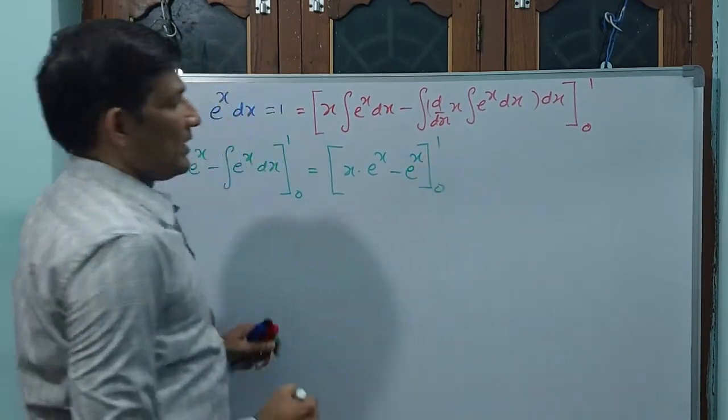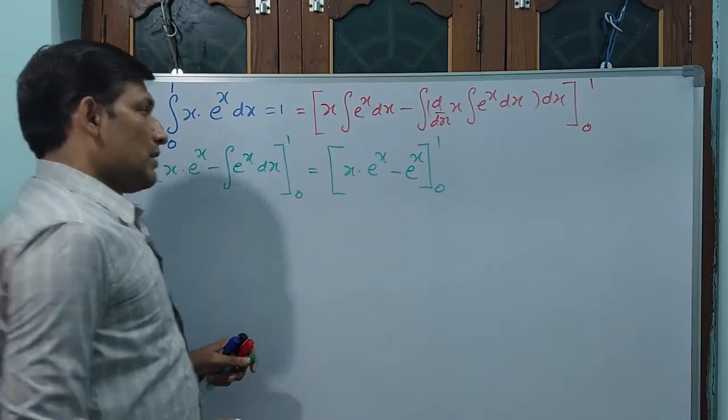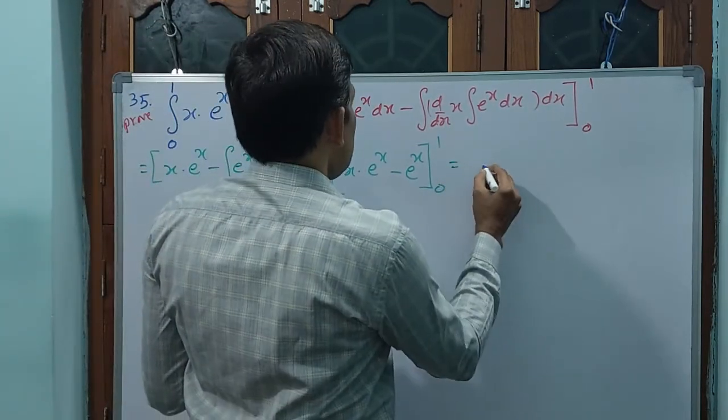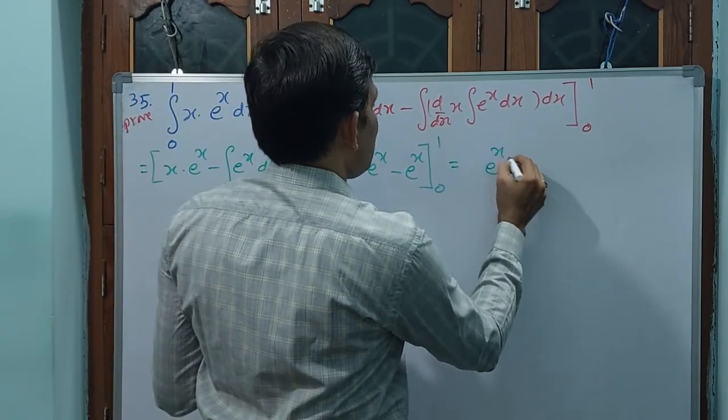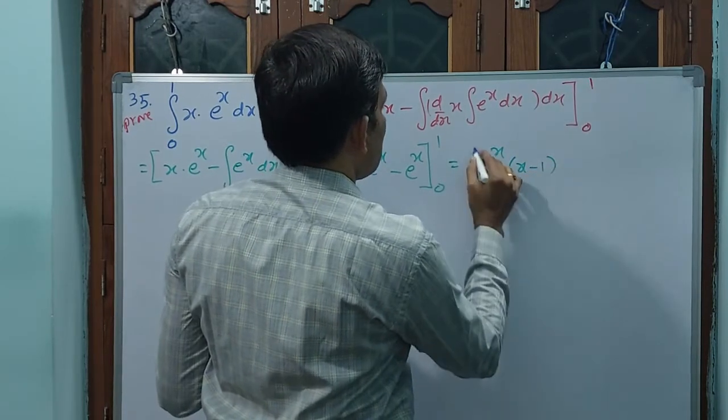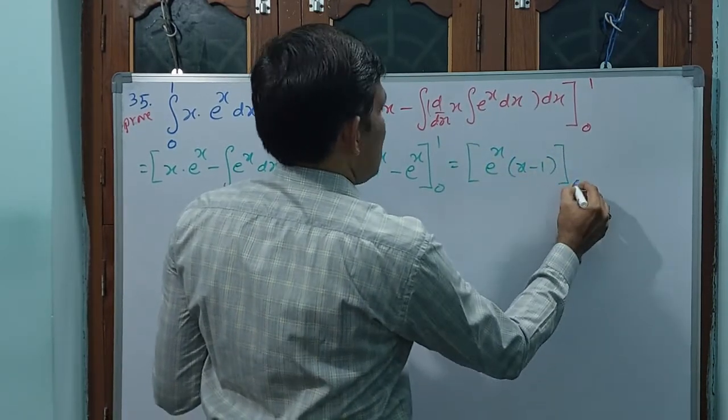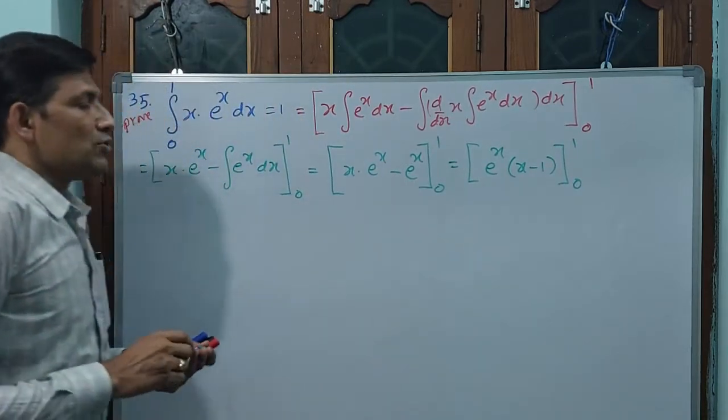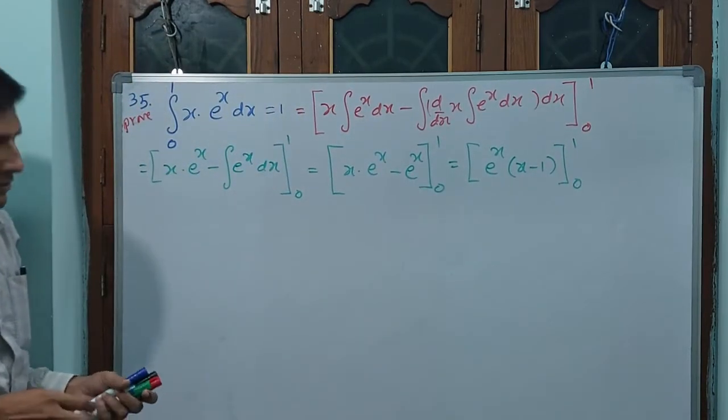0 to 1. I think better we take inside e power x as common. e power x if I take common, x minus 1, but you keep this 0 to 1. Is it okay? e power x into x minus e power x. Yes, okay.